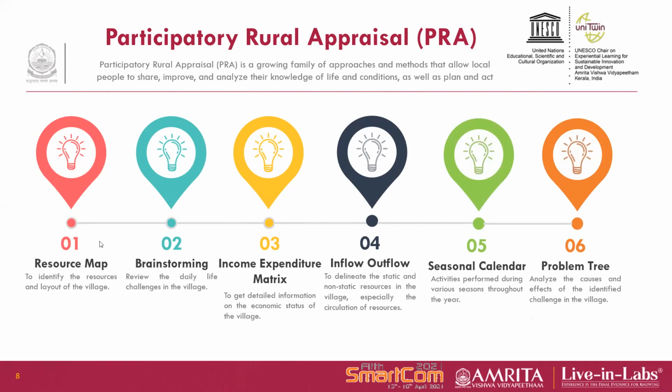Income expenditure metrics helped us to get detailed information on the economic status of the village, and the inflow-outflow helped to delineate the static and non-static resources in the village, especially the circulation of resources. For the seasonal calendar, we collected information regarding the activities performed during the various seasons throughout the year, and the problem tree helped to compare and validate the identified challenge in the village by analyzing its cause and effect.